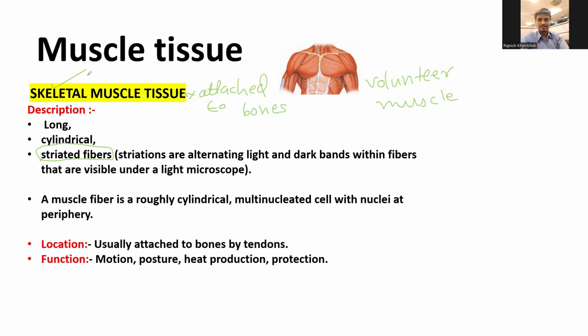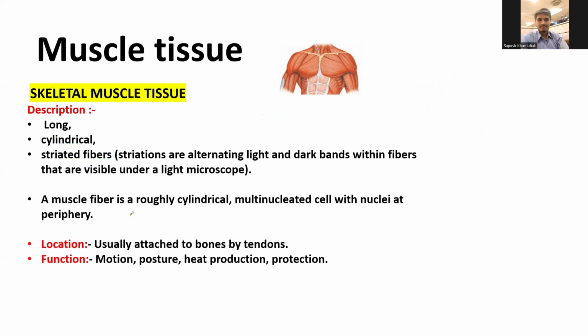Okay. Name number one is skeletal muscles because they attach to the bones. Name number two, because they show the striation, so we call it striated muscles. Let me write. Striated muscle. Okay, we call it striated muscles, and they work according to your will. You can move them, so they are known as volunteer muscles. So these are the three names for the same muscles known as skeletal muscles.